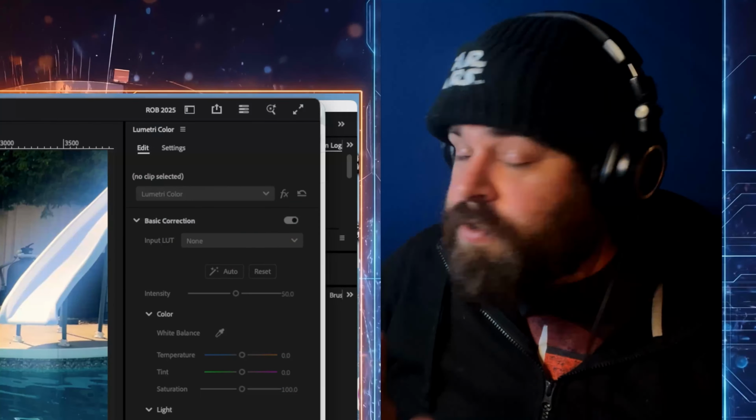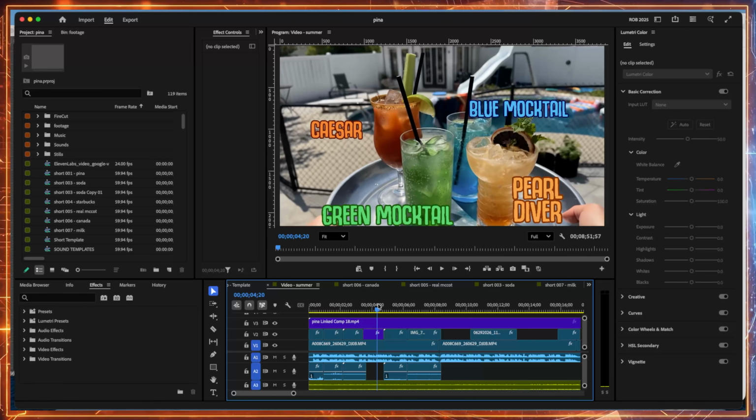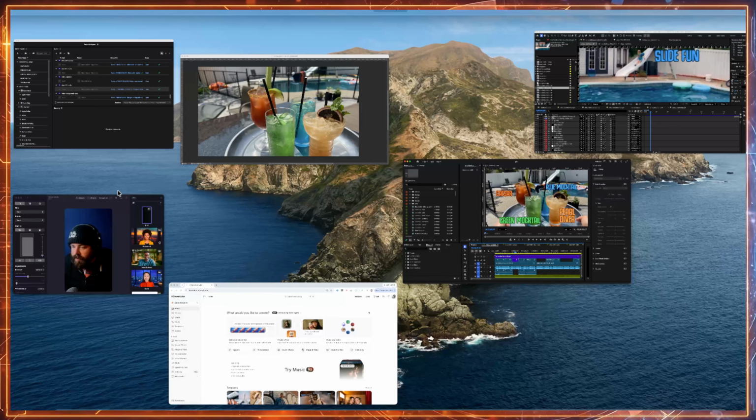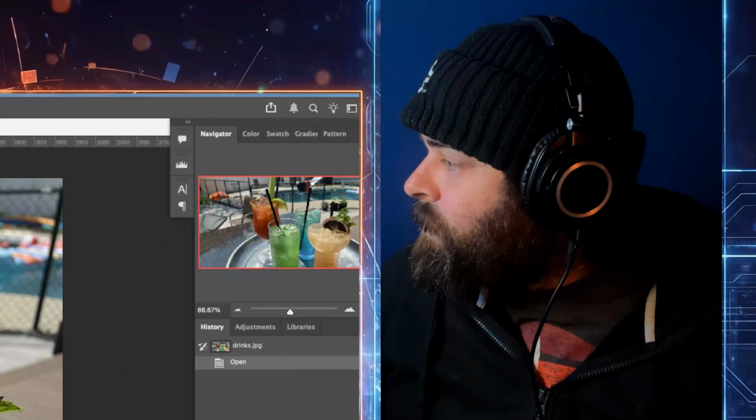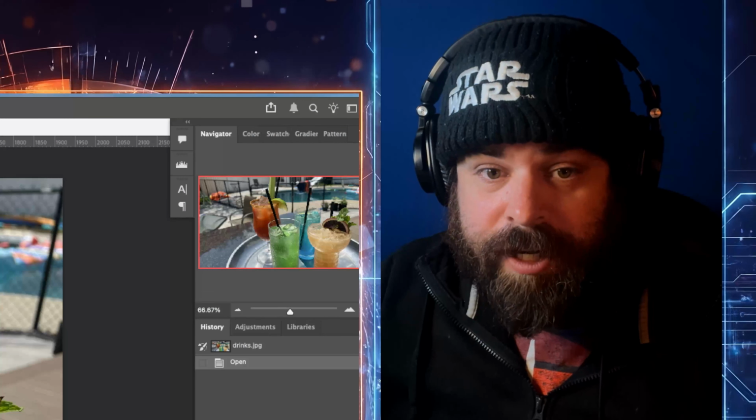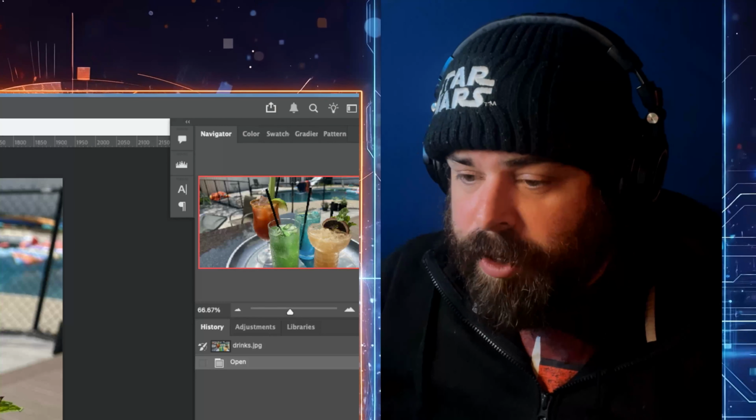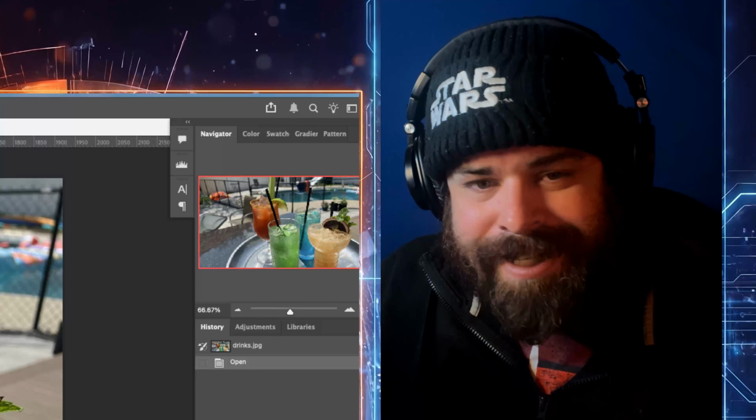Okay, so for those of you who spotted it, it was in fact the shot of the drinks by the pool. Okay, so here is the image. I took a photo of the drinks on the tray as I was bringing it outside, and I didn't have a video of this.